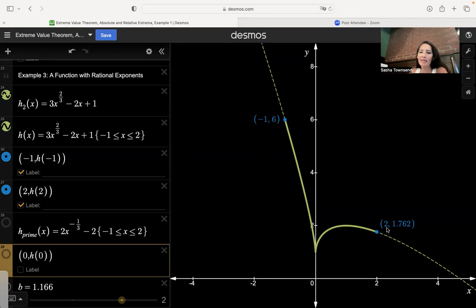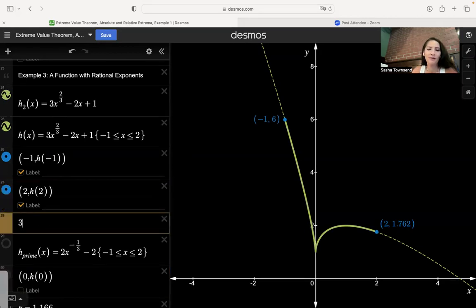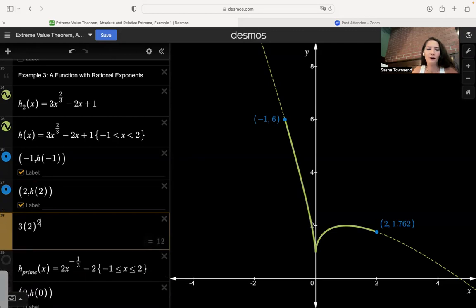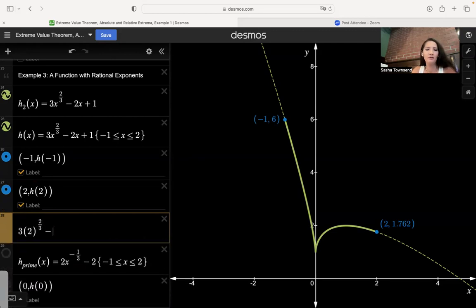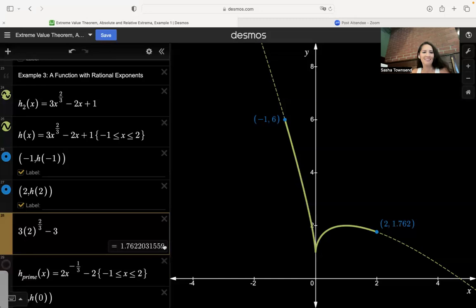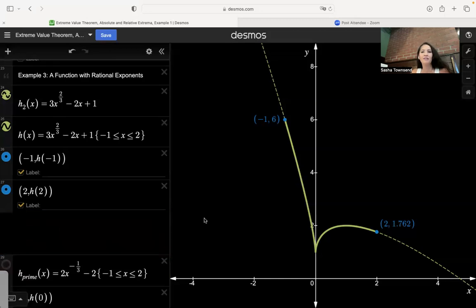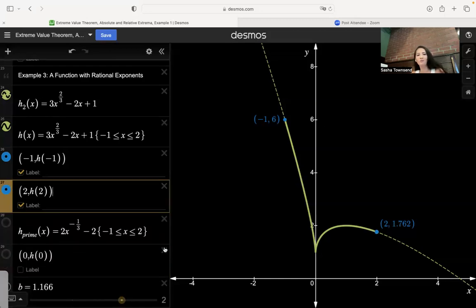And then when we substitute in x equals 2, we get this number, which is also consistent with what we got on paper, which was 3 times 2 to the 2/3 power minus 3. Let me just check. 3 times 2 to the 2/3 power minus 3. Yep, same thing. So that's h of 2. So Desmos.com calculated those for us.